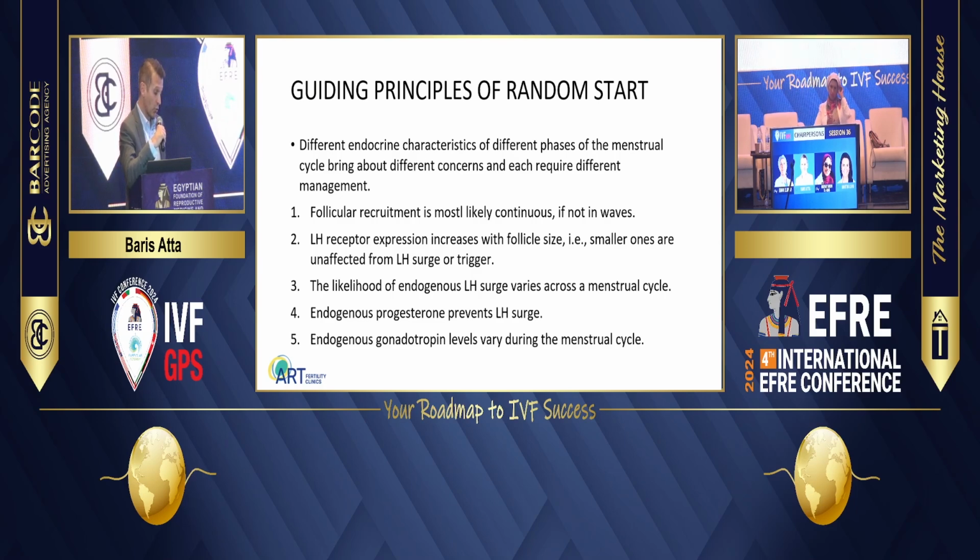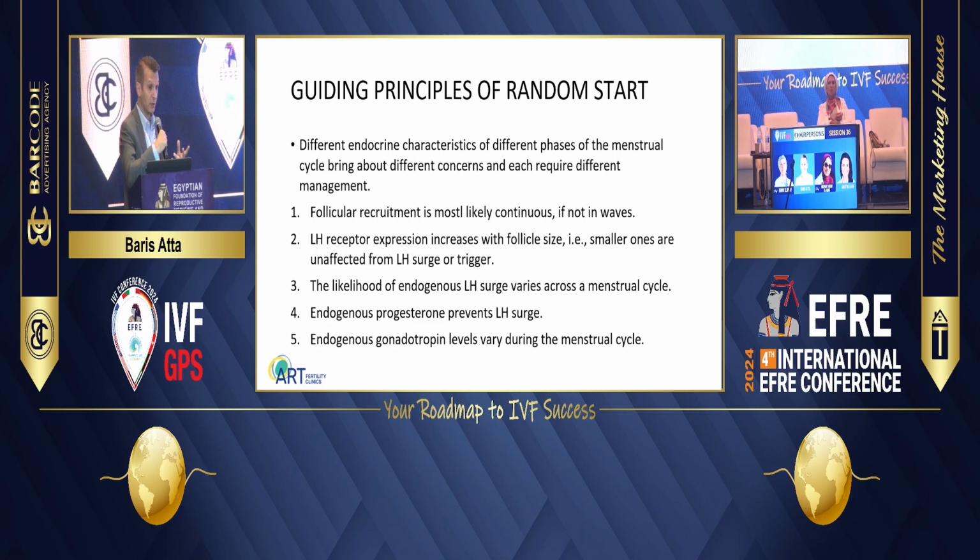Then, considering LH surge and premature ovulation before the OPU, we need to know LH receptor expression is proportionate with follicle size. In smaller follicles, there are almost no LH receptors. Around 12, 14 mm, they start appearing and then they increase. So when there's an LH surge or a trigger, the smaller follicles without adequate LH receptors will not be affected by it. So that's the second thing we're exploiting here.